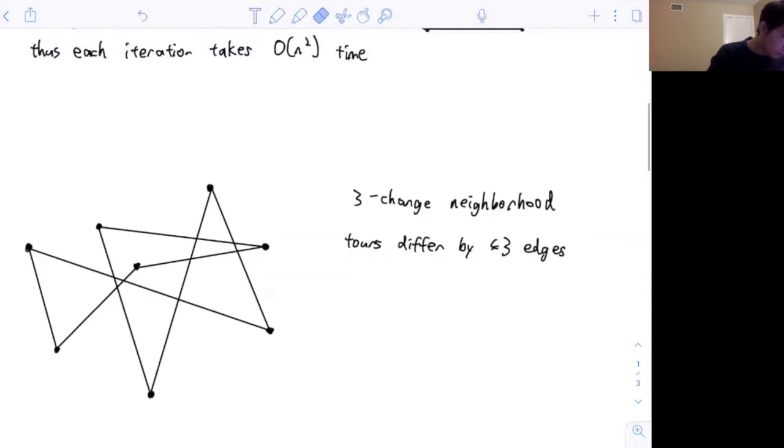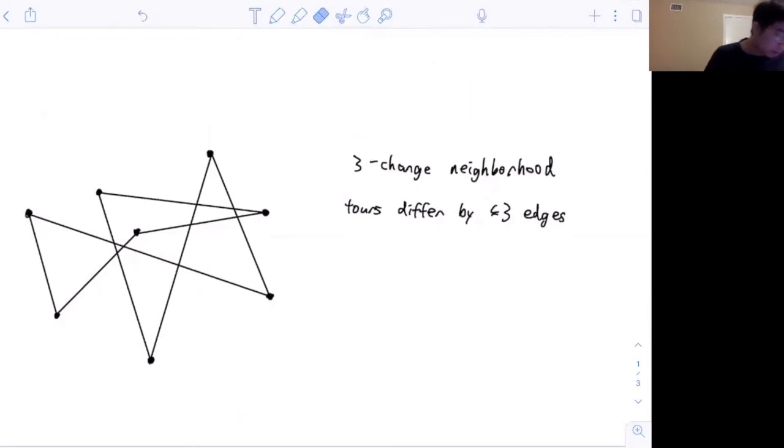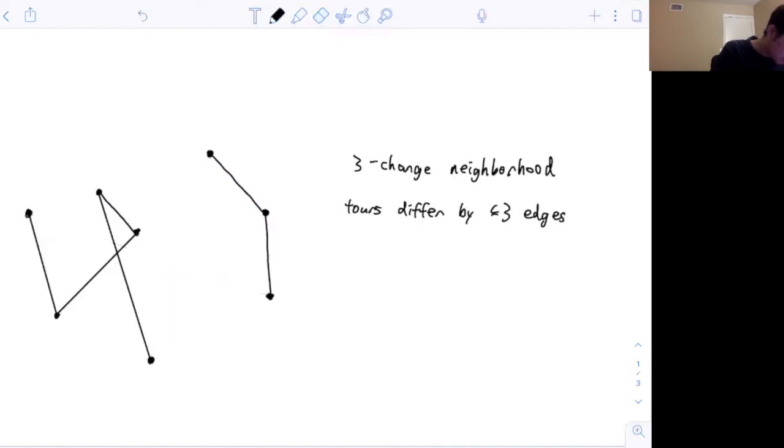Now, if we started off with this tour, one thing we might do is say, okay, let's see if we can improve upon this with a 3-change. So one thing we can do is, let's say we'll take these 3 edges and replace them with an edge going here, an edge here, and an edge here. And then we can also do a 2-change now. So we can replace these 2 edges with one going here and one going there.